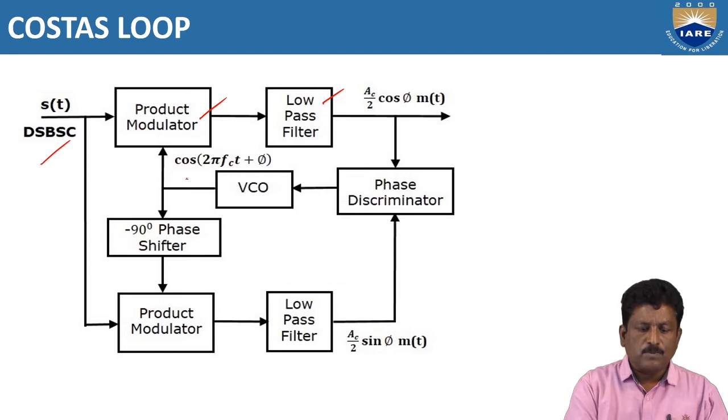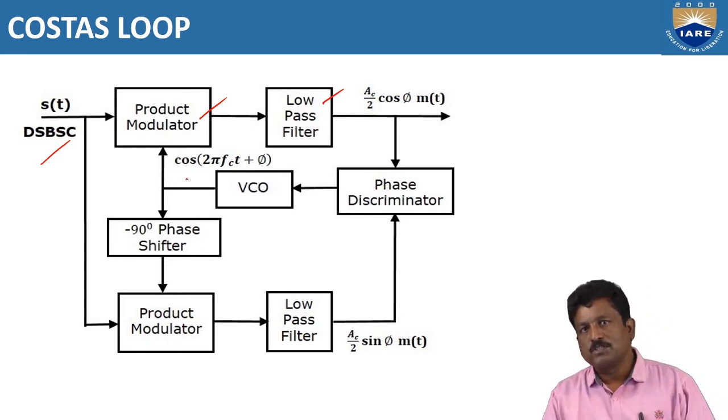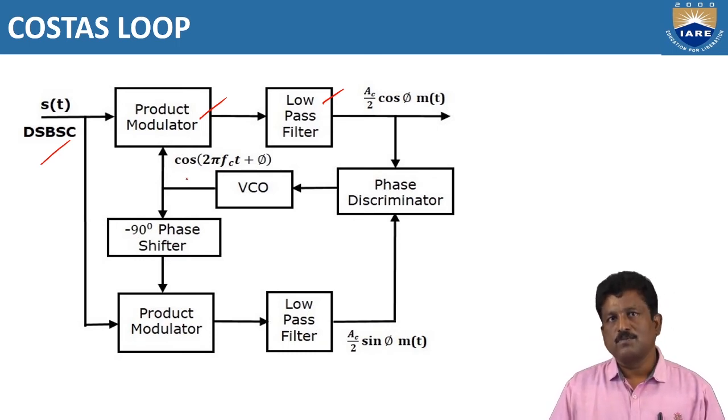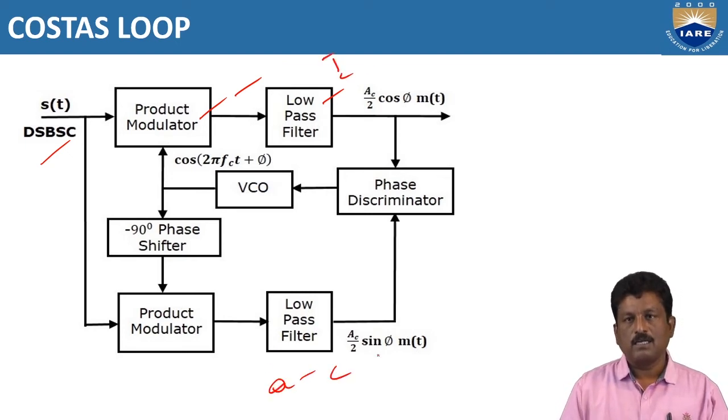So there is an arrangement of two sets of coherent detectors with a phase difference of 90 degrees. Only the carrier signal has the phase difference of 90 degrees; the input signal will be the same. The only variation is in the generation of the carrier signal for the upper coherent detector and the lower coherent detector. The upper one is the in-phase channel, the I channel. The lower one is the quadrature phase, the Q channel.